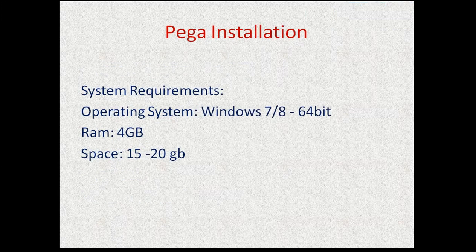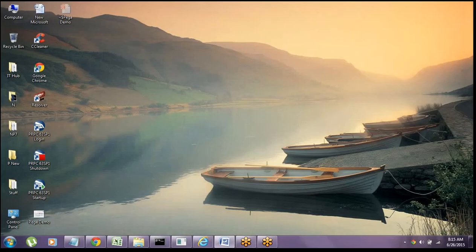Coming to installation: if you want to install the Pega 7.1 software, these are the basic system requirements. Operating system: Windows 7 or Windows 8, 64-bit operating system, not 32-bit, remember. And 7.1 requires 4 GB RAM and a minimum of 15 to 20 GB of space. These are the things about Pega 7.